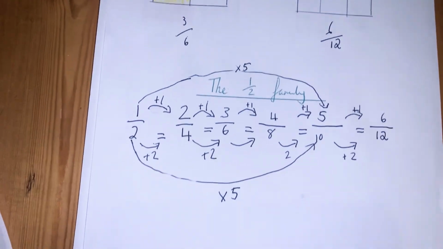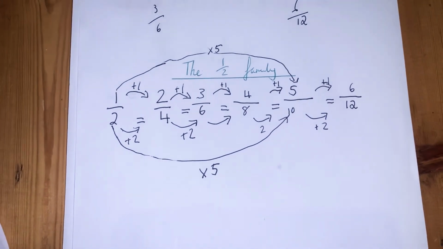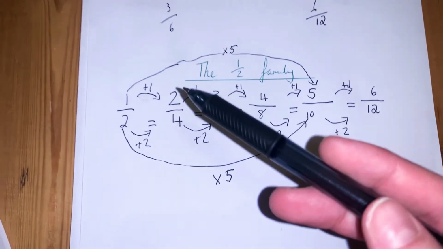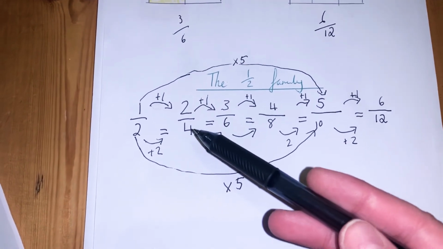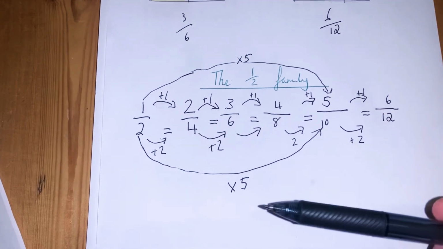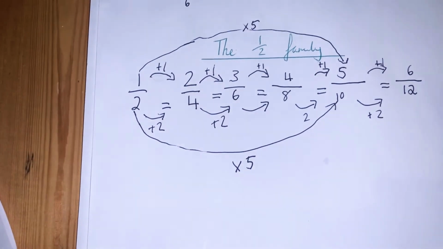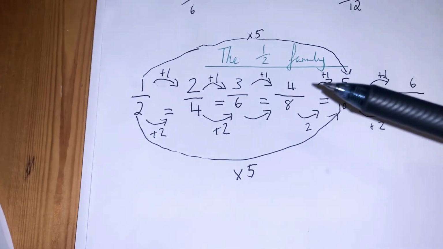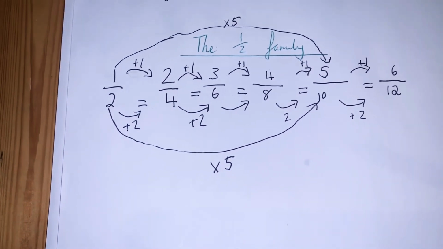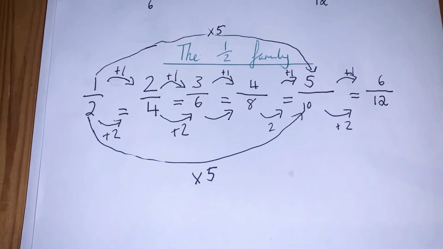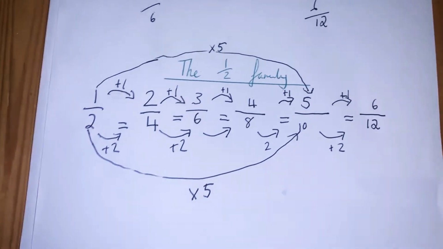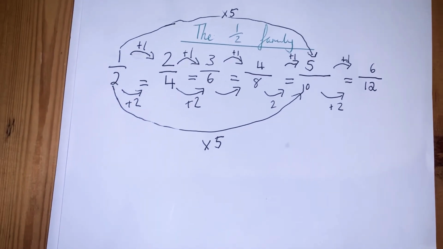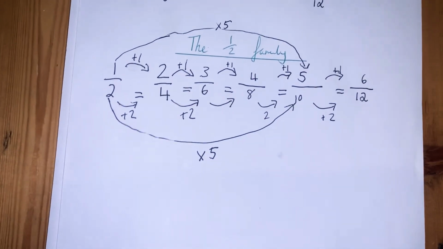Okay? So you can multiply, find the pattern, and also if you notice about each fraction, 2 is half of 4. So double 2 gives you 4. 3 is half of 6. So double 3 gives you 6. 4 is half of 8. So you just double 4 to give you 8. 5 is half of 10. So you just double 5 to give me 10. And then 6 is half of 12. So you just double 6 to give you 12. So that's the half family.